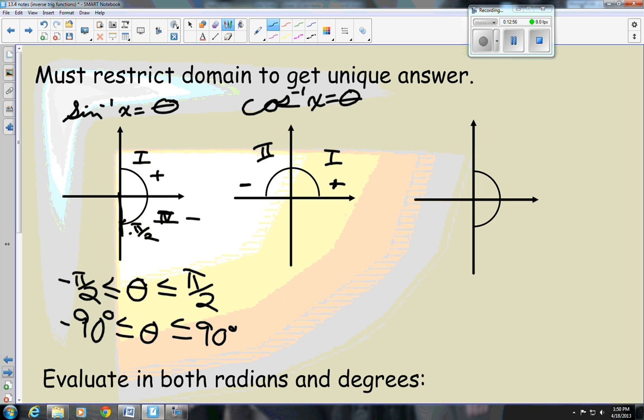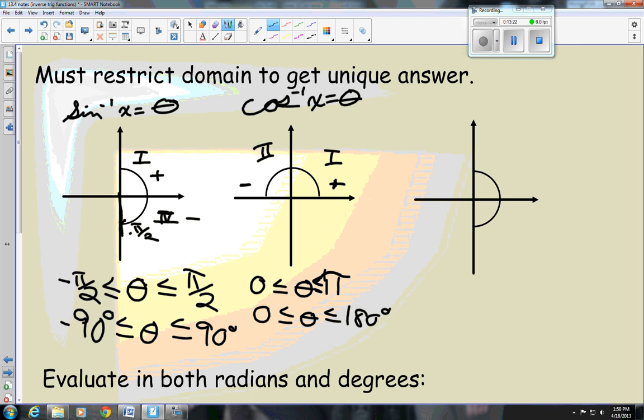So the cosine is going to be between 0 and pi, or between 0 and 180 degrees. What, Freddie? Is that theta pi? That's 0 is less than or equal to theta is less than or equal to pi. There you go.